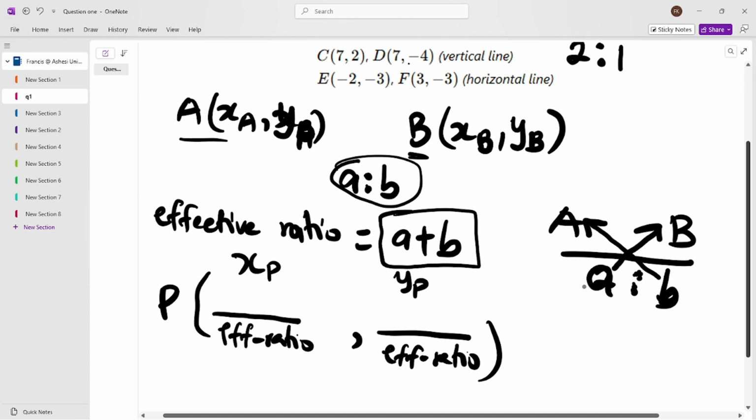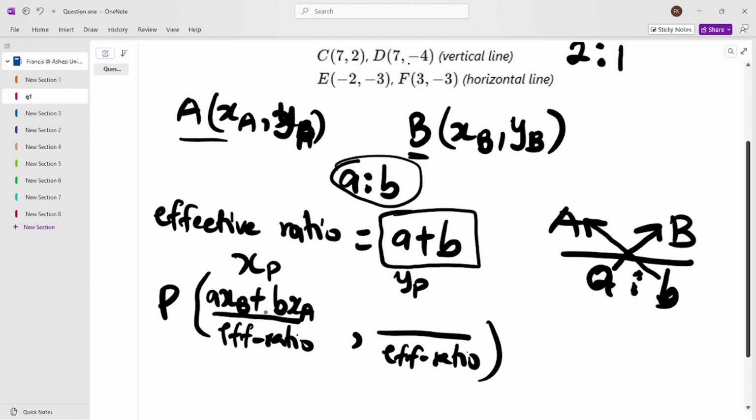Effective ratio, that will be what you keep at the bottom. Now at the top, that's when the cross multiplication comes in. So you take A to multiply the X value of B. That will be A multiplying X of B, plus then you take B to multiply the X value of A. This is the cross multiplication. This is how it works at the top.